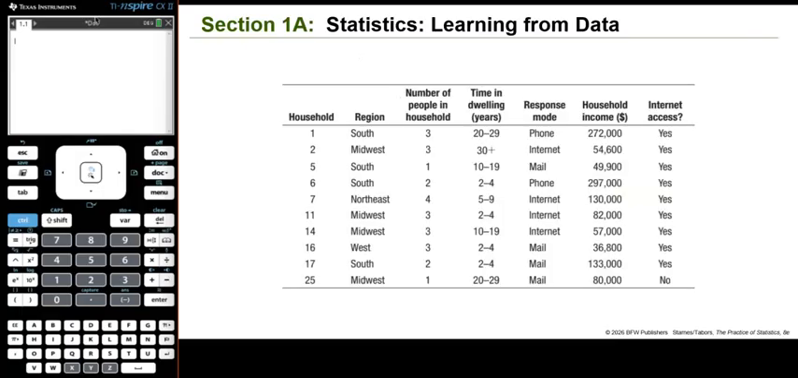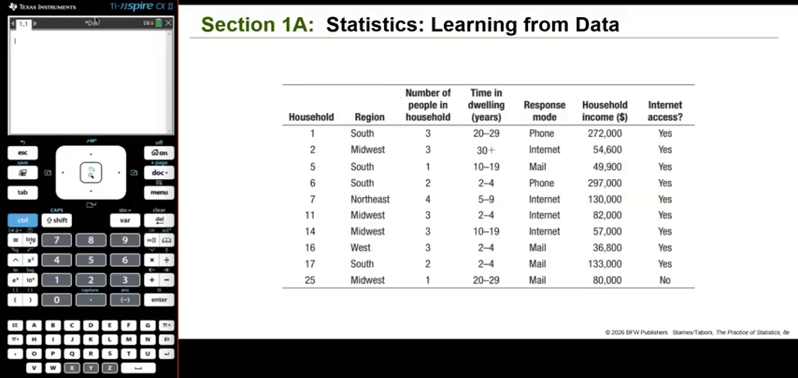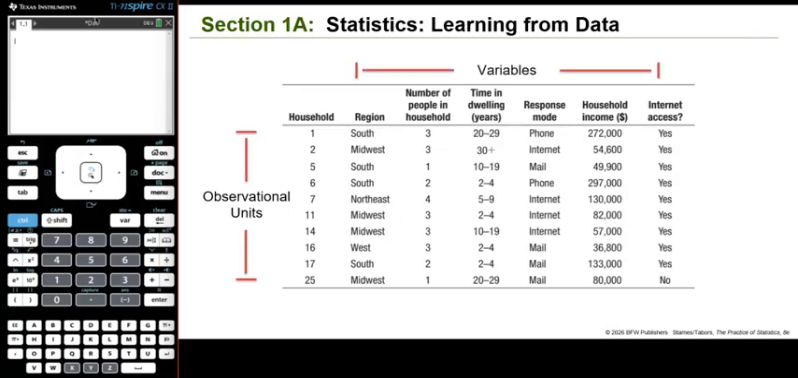Good example here. Okay, if we look back here, each row is an observational unit. So that first column there, the households, those are the observational units. There's household 1 as a unit, household 2, etc. All the other columns are the variables, right? From region all the way to internet access, those are all different variables.